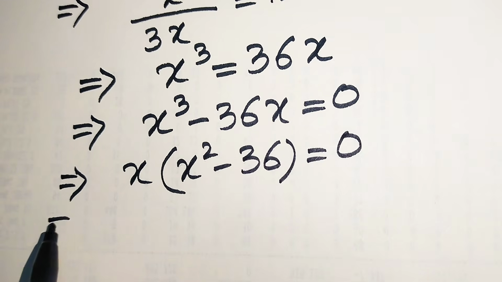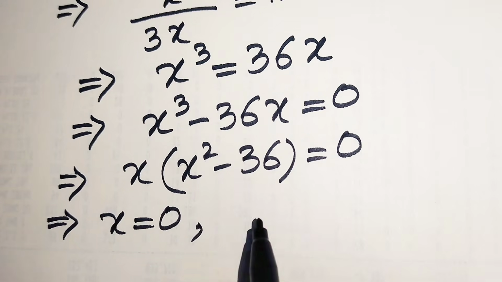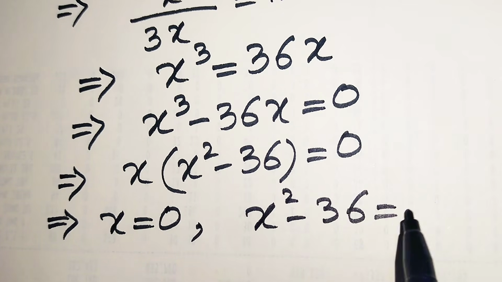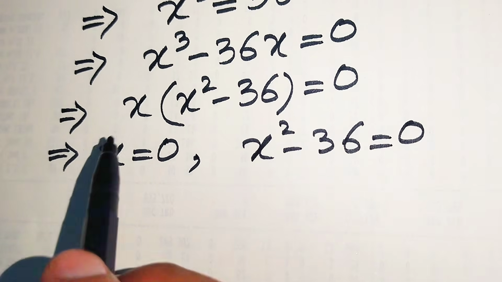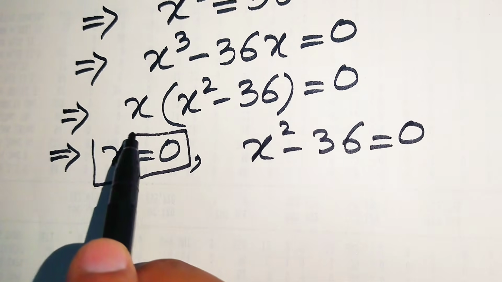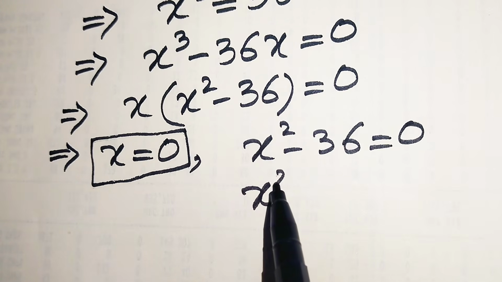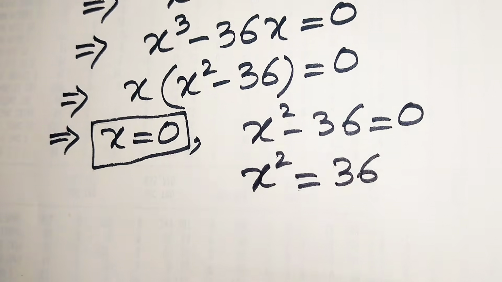Now in the next step we divide this equation into two cases. The first case is x equals 0, and the second case is x squared minus 36 equals 0. This is the first root of the given equation, and from here we move minus 36 to the right hand side, and we get x squared equals positive 36.